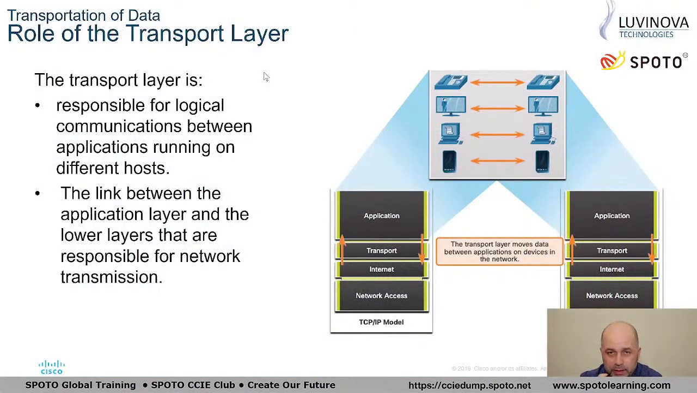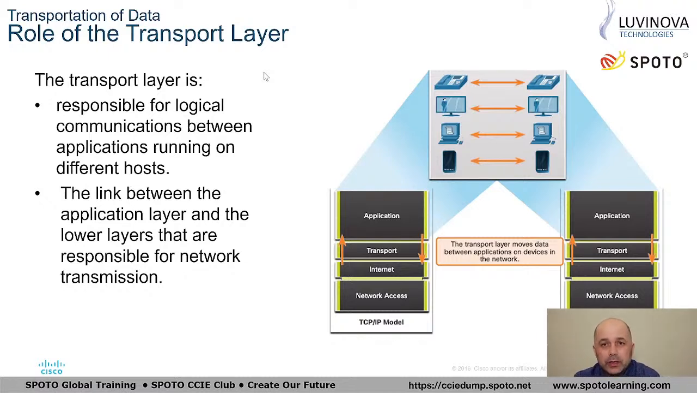Roles of the transport layer. It is the fourth layer of the OSI model and the third layer of the TCP/IP model. Here we have the TCP/IP model, and the transport layer is the third layer. It's above the internet layer and beneath the application layer.